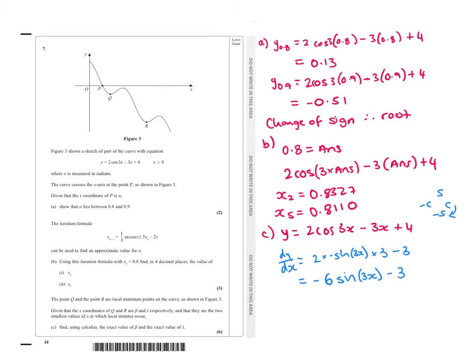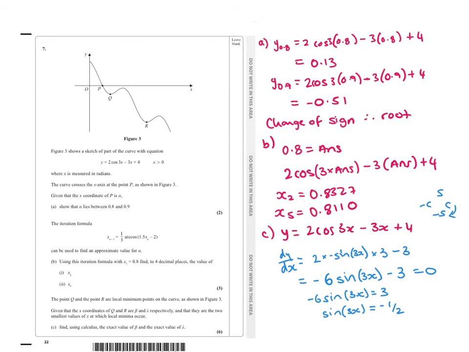So now we need to find when this equals 0. So I'm going to get minus 6 sine of 3x equals 3. So we can get sine of 3x equals 3 divided by minus 6, which is minus a half. Okay? Now, it wants exact value. So when I'm looking at exact value, I'm thinking radians. So please put your calculator into radians. Okay, let's just substitute. So I'm going to do shift sine of minus a half, which is going to give us minus 1 over 6 pi.